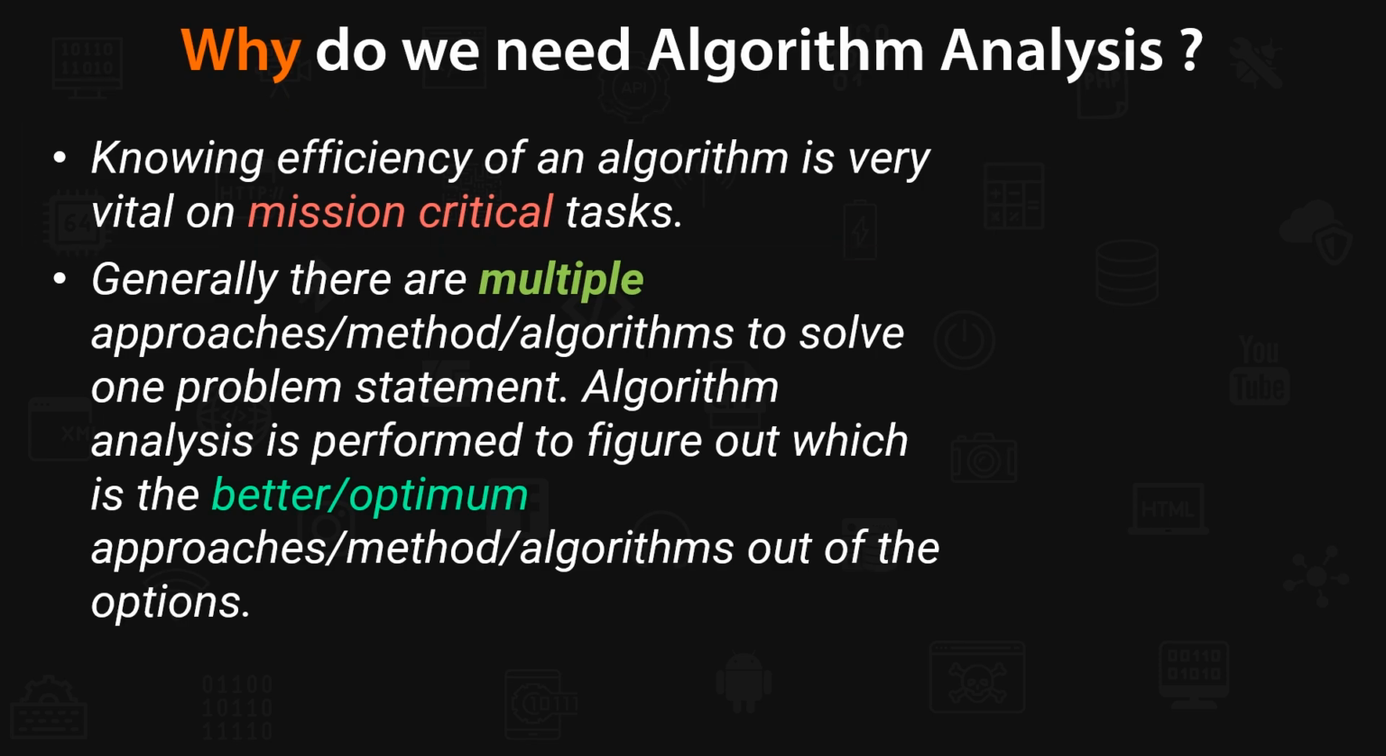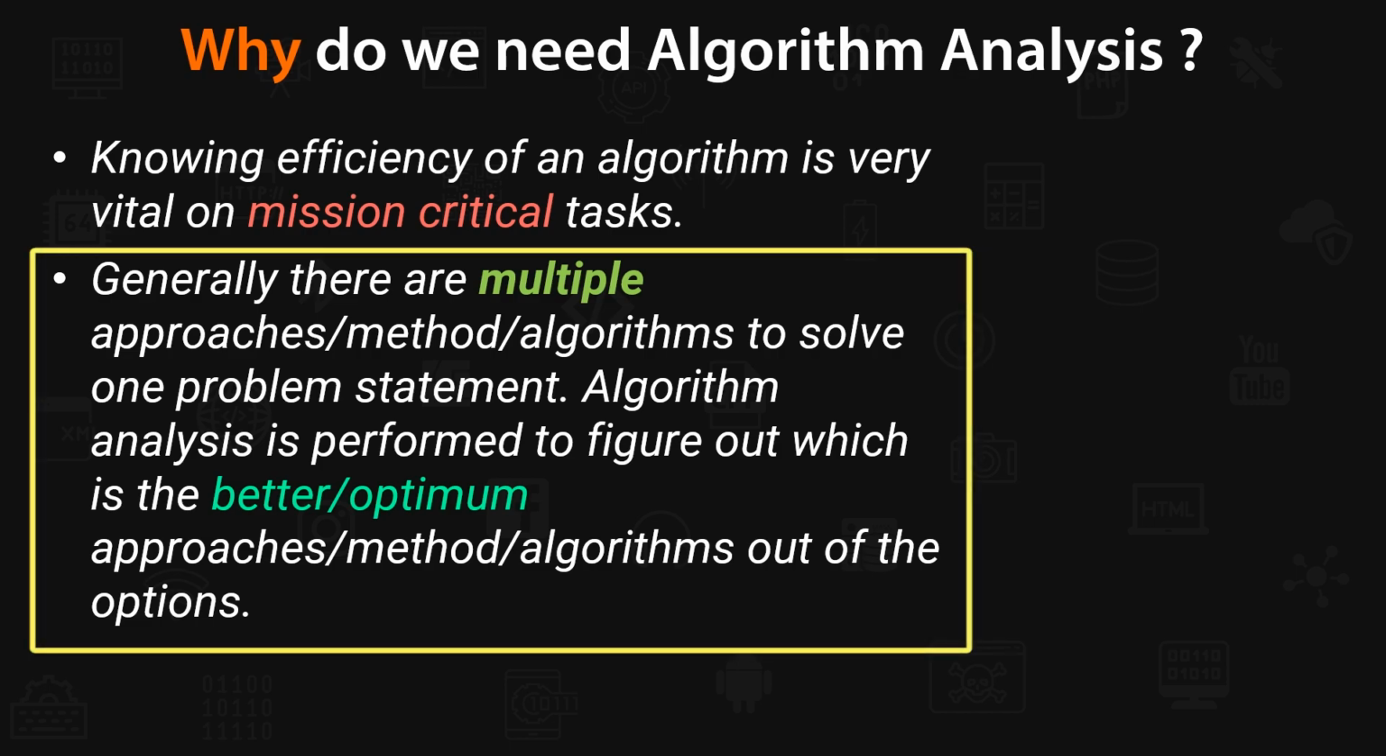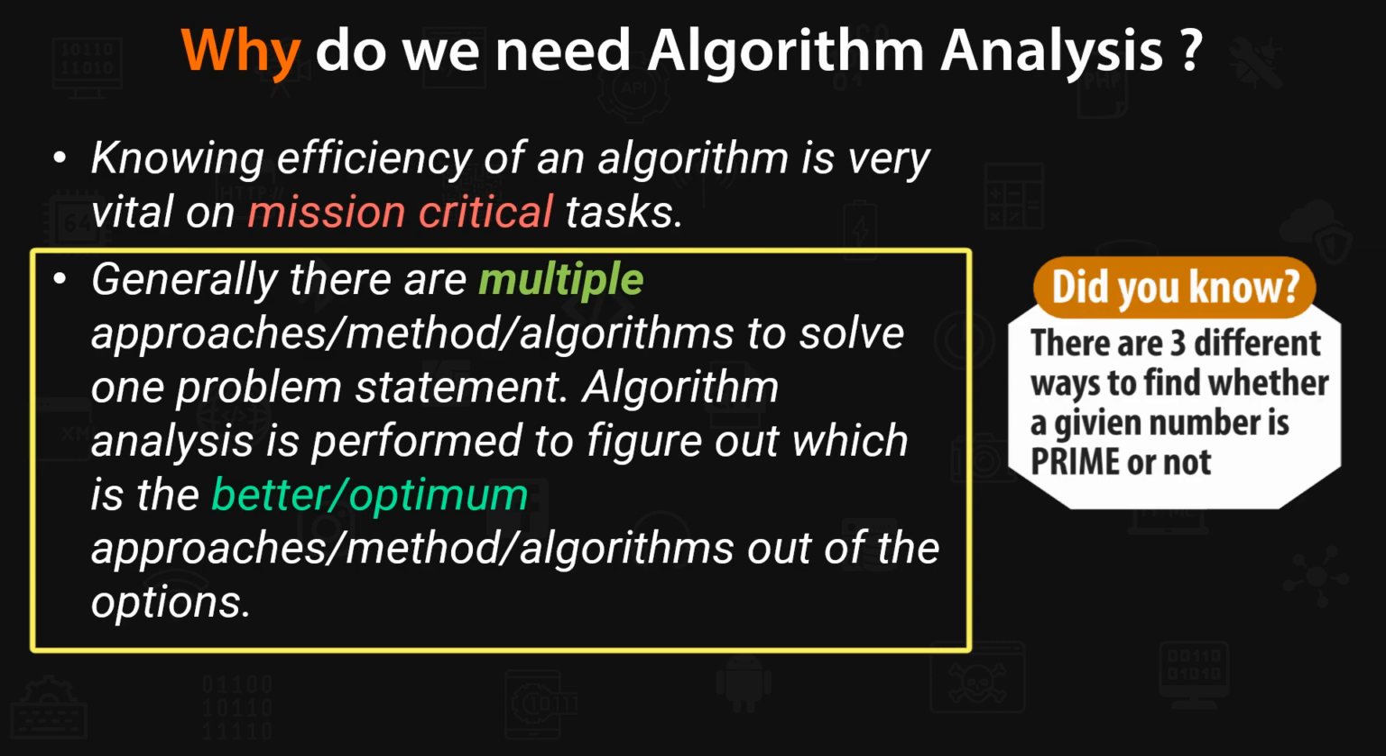So this was point number 1, and point number 2 is even more important, or even more interesting actually, and that is: generally there are multiple approaches or multiple methods to solve one problem statement. So algorithm analysis is performed to figure out which is a better or optimum approach out of the different options for us. For example, there are 3 different ways in which you can find out whether a given number is prime or not. You know what, you can just go ahead and Google it and let me know in the comments below which is the most optimum one.